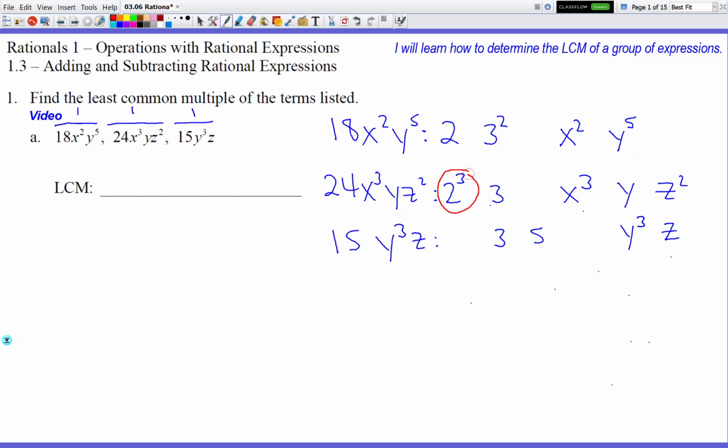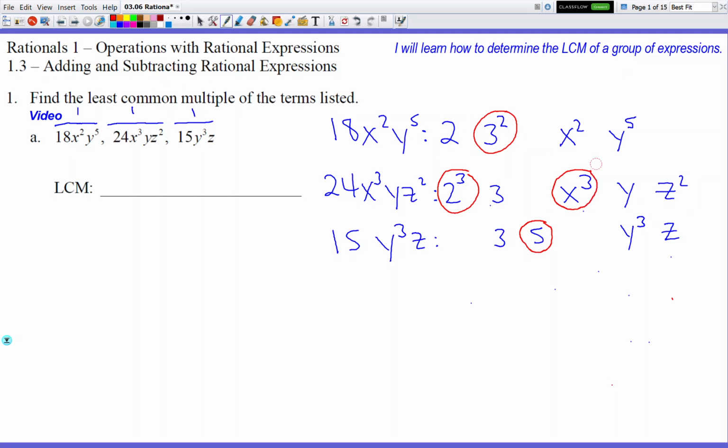Okay, the second column: who has the most 3's? We have 3 squared up top, and single 3's on the second and third rows. So the top guy has the most, and I circle him. Go to the third column. The first 2 guys don't have any 5's, so we circle the bottom one because he wins by default, since nobody else has 5's. All right, next column. Who has the most x's? The middle guy has the most x's.